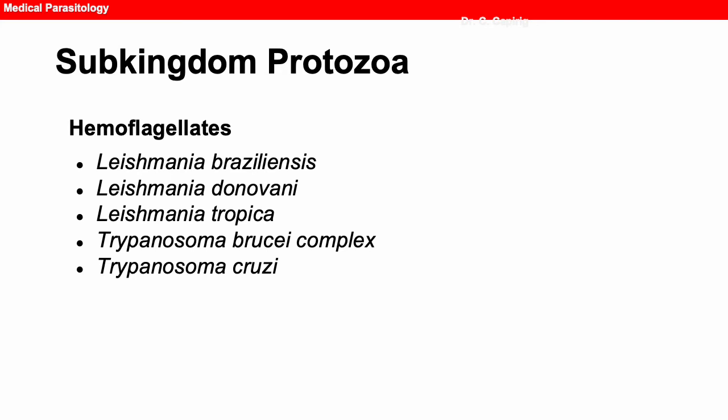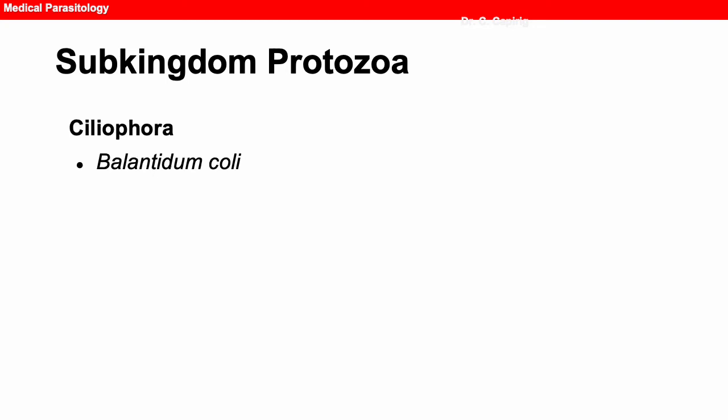Trypanosoma brucei gambiense causes the African sleeping sickness, particularly in Western Africa. This is also known as the West African sleeping sickness. While Trypanosoma brucei rhodesiense causes East African sleeping sickness. As I've previously emphasized, Balantidium coli is the only medically important ciliate known to man.